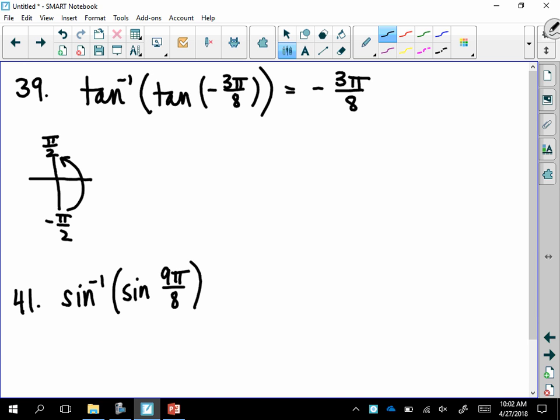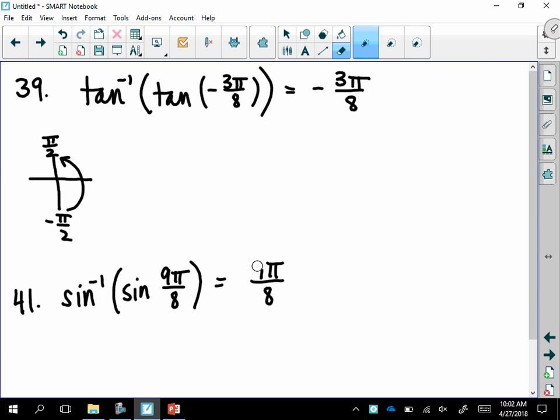Right, same kind of thing. Again, we would anticipate that those would cancel each other out, and we would think, well, my answer would be 9 pi over 8. However, in what quadrants is inverse sine defined? First and fourth. Where is 9 pi over 8 located? Third, right? Okay, so we can't use 9 pi over 8.